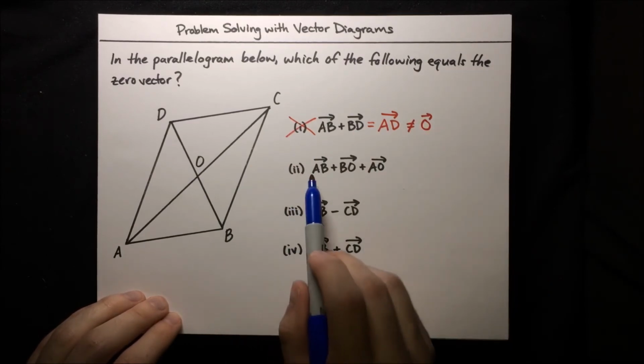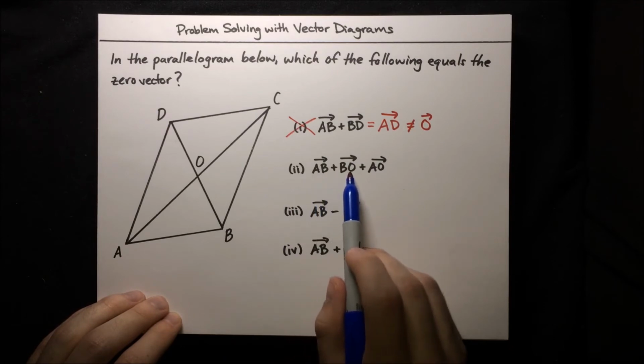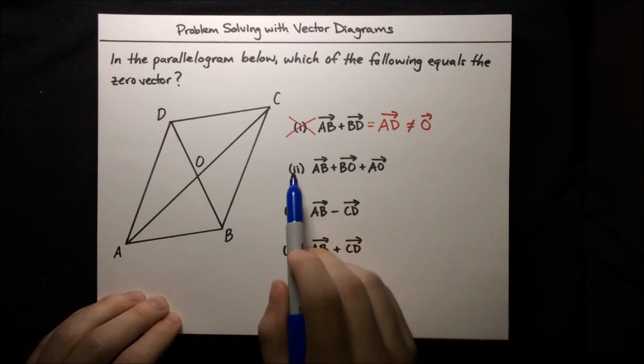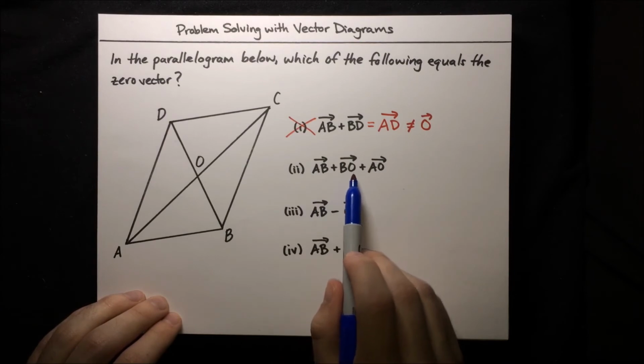Now let's go on to the second choice, vector AB plus vector BO plus vector AO. Just looking at the first two vectors here, AB plus BO, that's kind of like the previous choice.